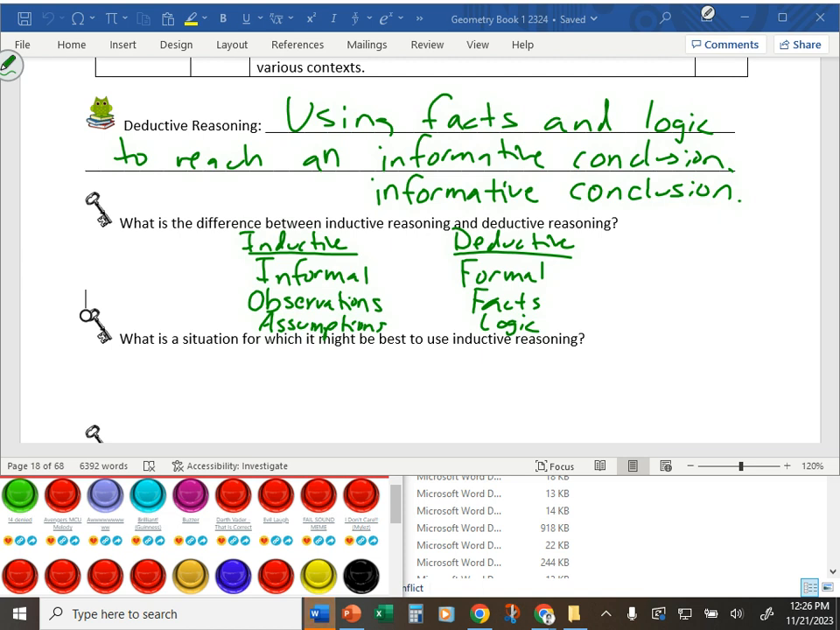And what is a situation for which it might be best to use inductive reasoning? Nick? For distance, how far you have to go. If you're going to estimate something? Yeah, sure. If you're heading out of town this weekend for Thanksgiving and your cousin's house is about 2 hours away, you can conclude it'll take about 2 hours to get there, right? Might you hit traffic? Might you hit weather? Sure. Okay. But based on past experiences and observation, it takes about 2 hours to get there. Good.